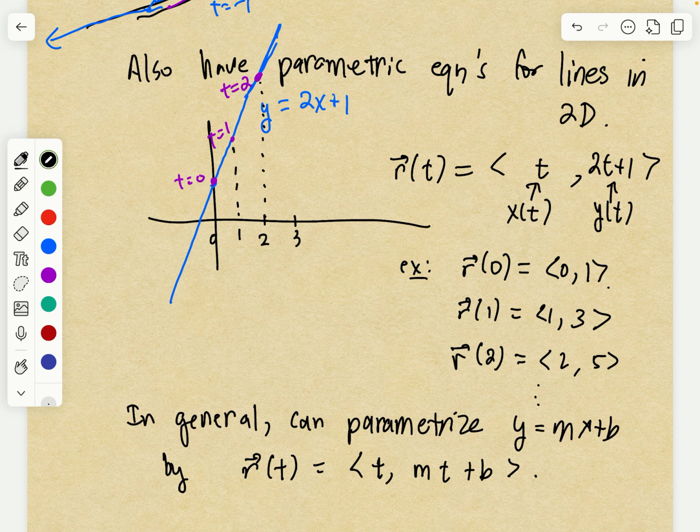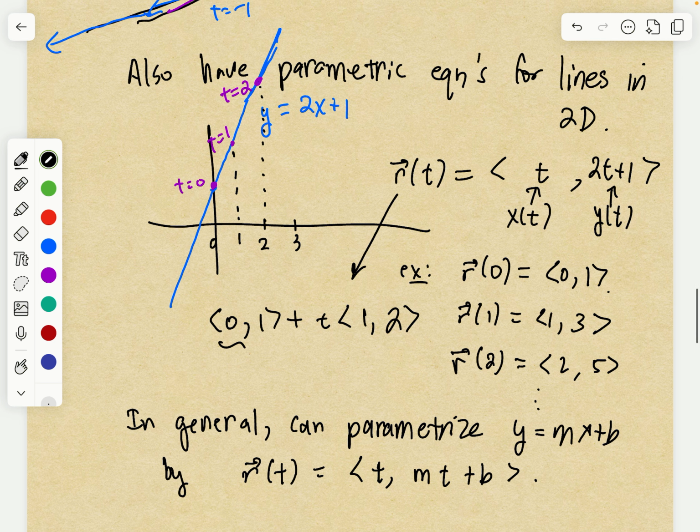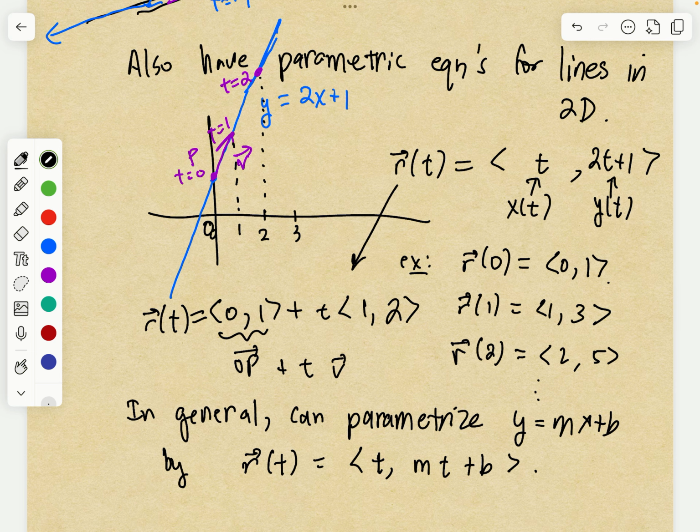Because you can just have any vector. Maybe I should clarify what my p and my v would be here. So this would be (0, 1) plus t (1, 2), right? So just to clarify, this would be my OP, like here's my O, this would be my P, and then this vector is my V. So that's my r of t.